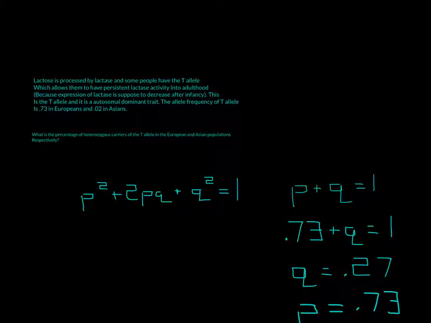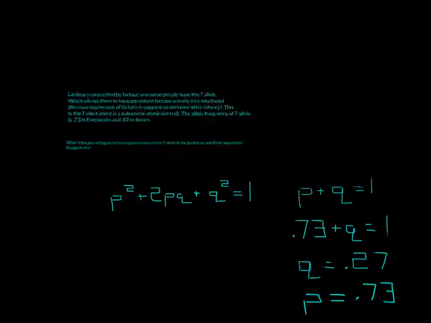So did they give us the genotype frequency or the allele frequency? So they gave us the allele frequency, right, of the T allele. So that means that it's not going to be this equation because this is the genotype frequency, right? And on top of that, they said that it's an autosomal dominant trait. So that means that 0.73 is going to be p. So we're going to put 0.73 as p right here, solve for q. So q is 0.27, right?